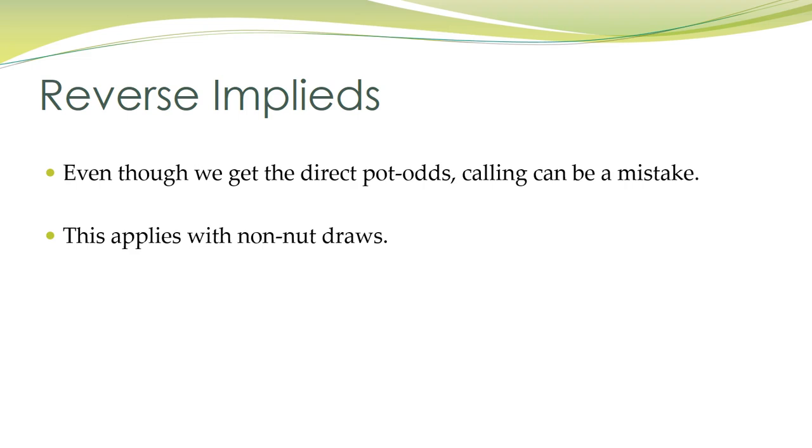Maybe our opponent just has the stone cold nuts, we're drawing dead, he's actually just setting us up for a river situation where we make our flush and we end up losing even more money against his nuts. It would have actually been better if we just folded the hand on the earlier street despite potentially getting the right pot odds to make the call. It's better that we just fold. That call is going to carry a huge amount of reverse implieds.